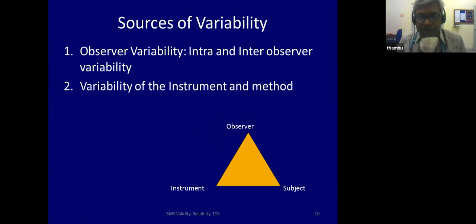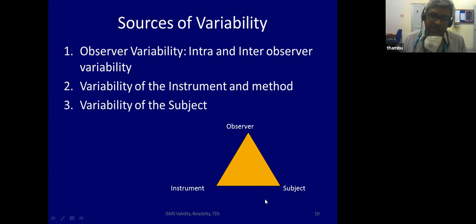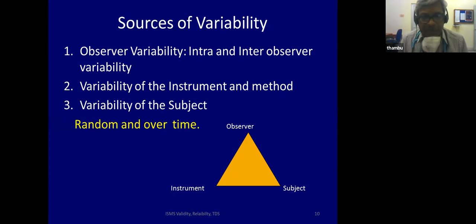The second is the variability of the instrument. Maybe the instrument is not very good. It keeps on fluctuating. It's got some problem with the instrument or the method. And the third is the subject itself. Now, as I told you, the blood pressure doesn't generally change over 5 minutes. But in the middle of the 5 minutes, he thought of some movie, or he suddenly got worried about something, or he became more anxious, the blood pressure would have shot up. So generally, there are random errors, and time is also important in variability.